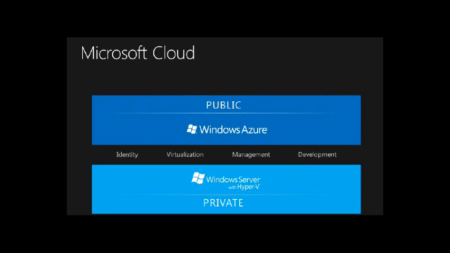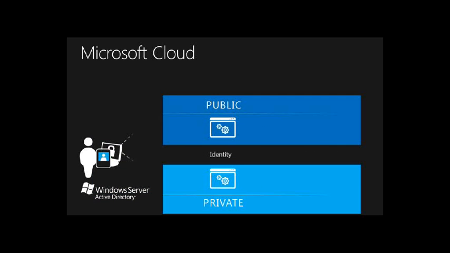And if we focus on 4 main areas that we want that symmetry across, the first one is identity. Any of you who are Microsoft-based organizations will almost certainly be running Active Directory as your identity management solution. The great thing about Microsoft's cloud platform is we have that exact same facility available both on-premise within your own infrastructure, but also within Windows Azure. So users can have single sign-on to their applications, whether they're accessing your local servers or whether they're accessing cloud-based servers.